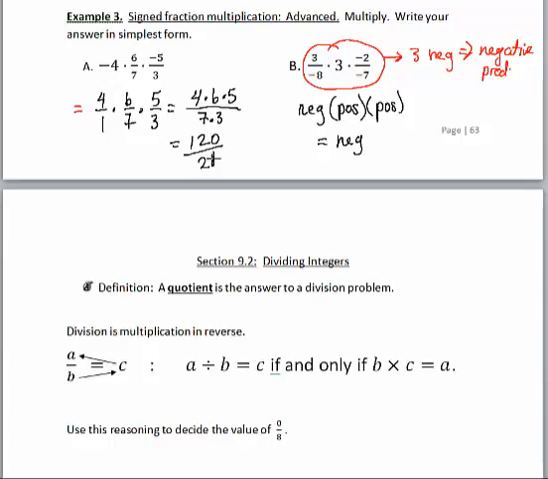120 over 21, of course, can be simplified. We just simply divide both the top and the bottom by 3, which gives me a 7 on the bottom and a 40 on the top. And again, we've already worked out the sign of the product. We counted 2 negatives in the beginning, and so this would be a positive 40 over 7.